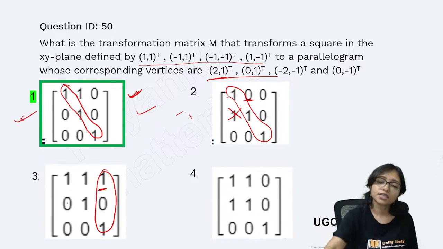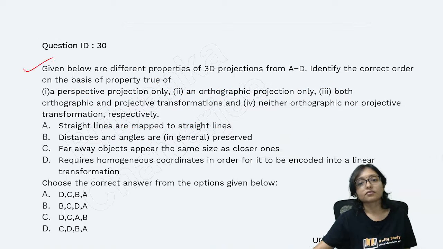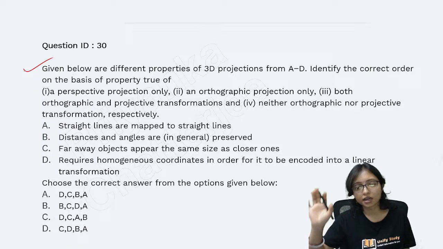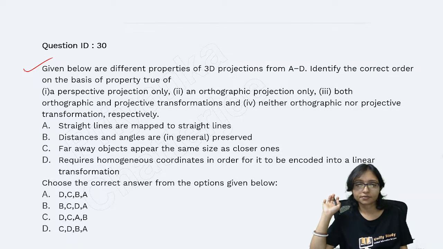Okay, okay. Chalo, now do this one. In graphics, whenever you are not able to predict, then draw the graph. Draw the graph and think about what is possible.